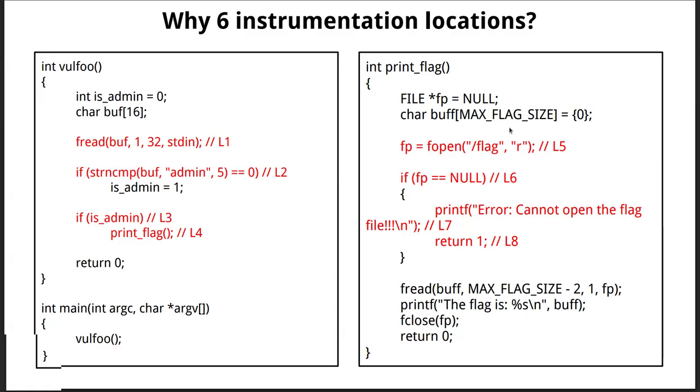Then we have the print flag function. The print flag function also has fopen, which only has one target, so we don't really instrument that. Then there is an if statement. That's why we need to instrument here and also here. Okay, so those are the places AFL needs to instrument.